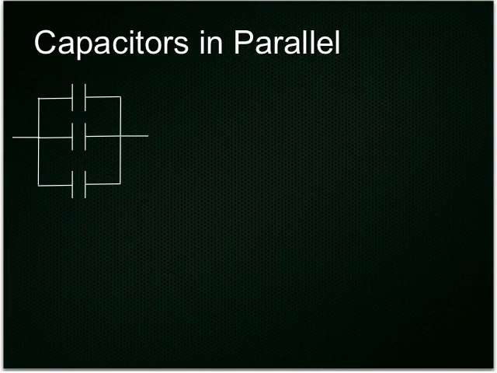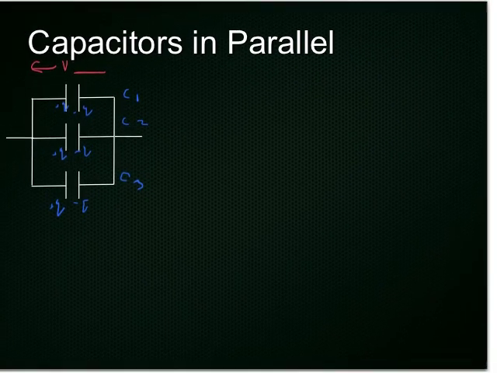Okay, so capacitors in parallel. For this one, across all of them, the voltage is the same because it's in parallel. So we have C1, C2, and C3. On each side of the capacitor, the charge is always the same.